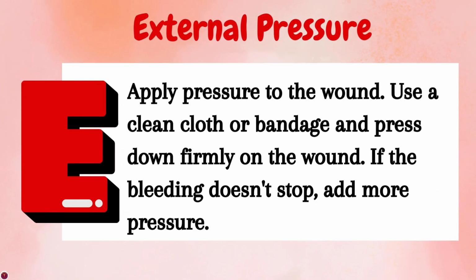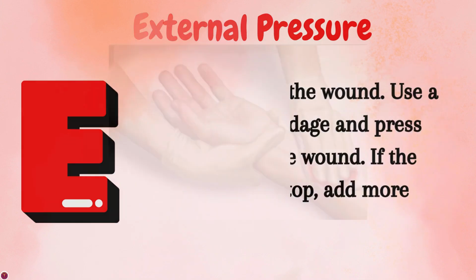The letter E in the word bleed means external pressure. Apply external pressure to the wound, use a clean cloth or bandage, and press down firmly on the wound. If the bleeding doesn't stop, add more pressure.